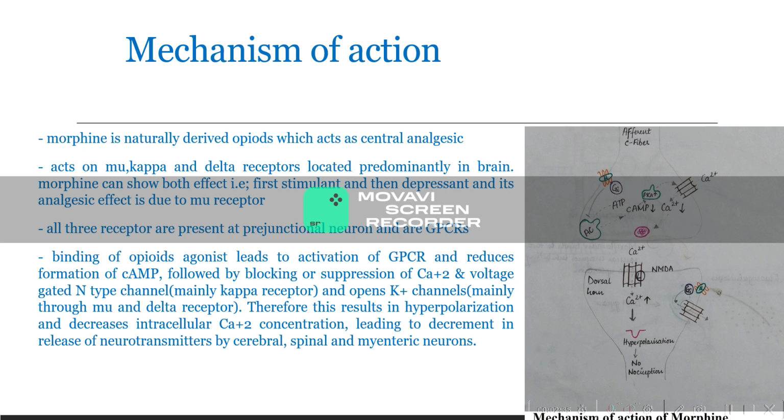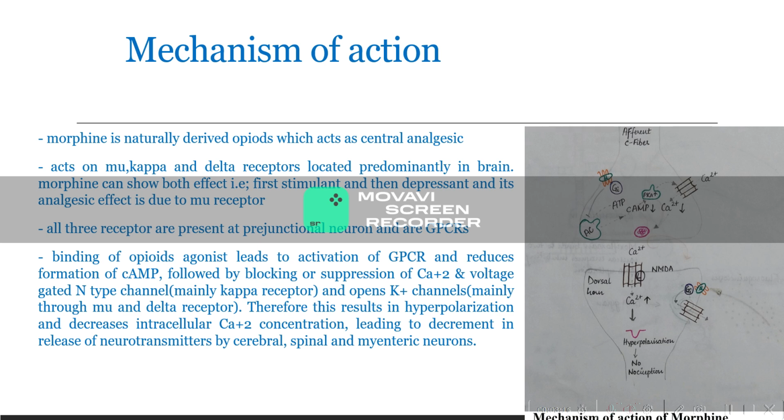Second, it acts on three receptors, that is mu, kappa, and delta receptors, located predominantly in the brain. Morphine can show both effects: firstly a stimulant effect, then the same drug in high dose produces depression, and its analgesic effect is due to the mu receptor. All three receptors are present at the pre-junctional neuron and are GPCRs, that is G-protein coupled receptors.